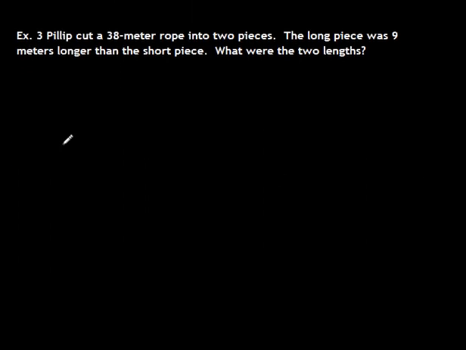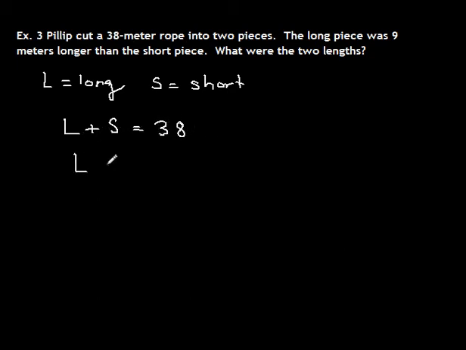Okay, Philip cut a 38-meter rope into 2 pieces. The long piece was 9 meters longer than the short piece. So we're going to let L equal the long piece, and we're going to let S equal the short piece. The rope started out 38 meters, so the long piece plus the short piece equals 38. And the long piece was 9 longer than the short piece, so we have to add it to the shorter piece. And then we just do substitution. S plus 9 plus S equals 38. 2S equals, subtract 9, we get 27.